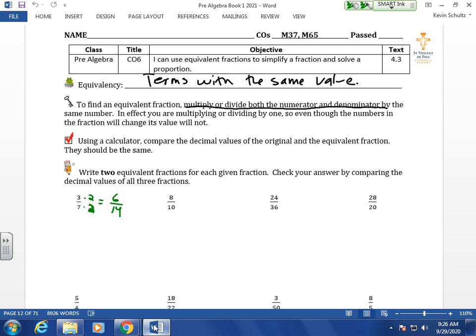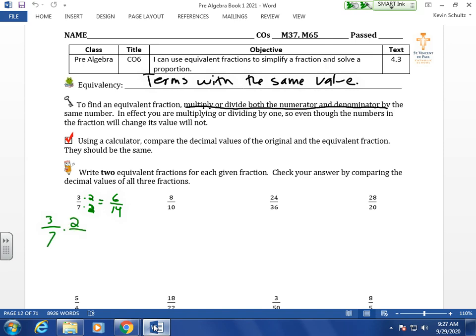So why is it that when I multiply 3 by 2 and 7 by 2 to get 6/14, that's an equivalent fraction? Did I really multiply by 2? No. What did I multiply the fraction by? Since I multiplied both 3 and 7 by 2, what value did I multiply the fraction by? 1, exactly, right?